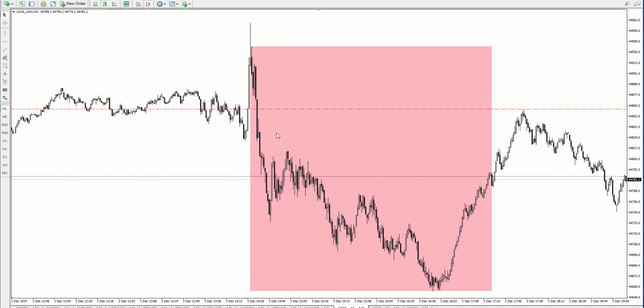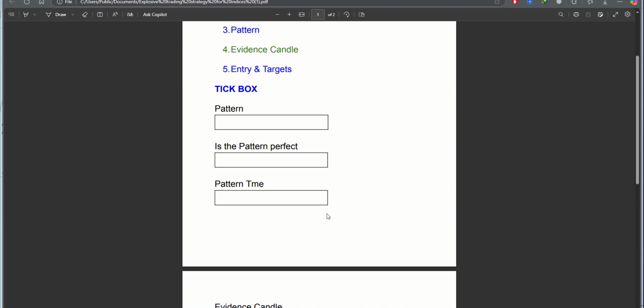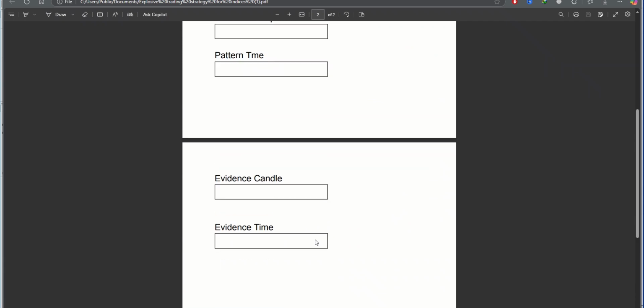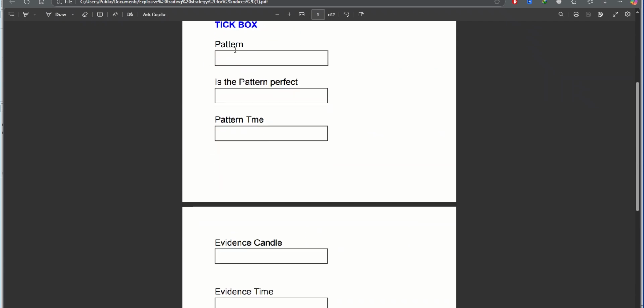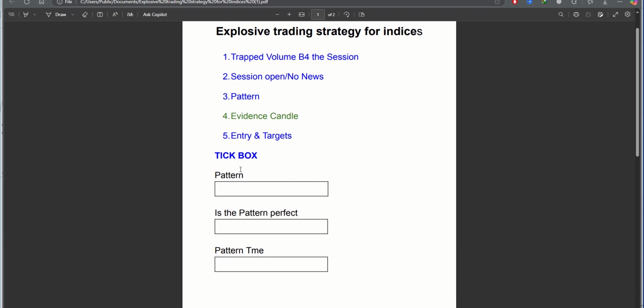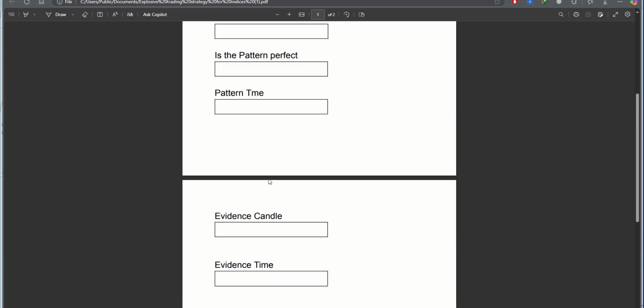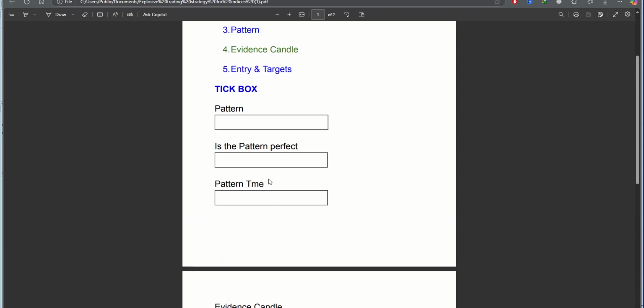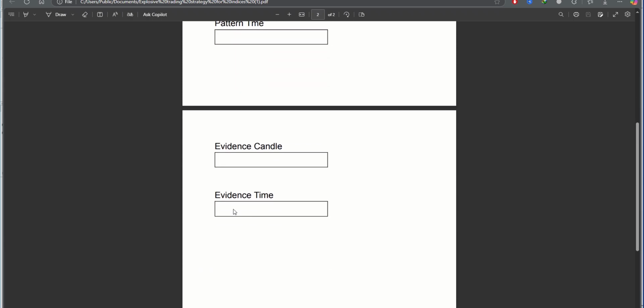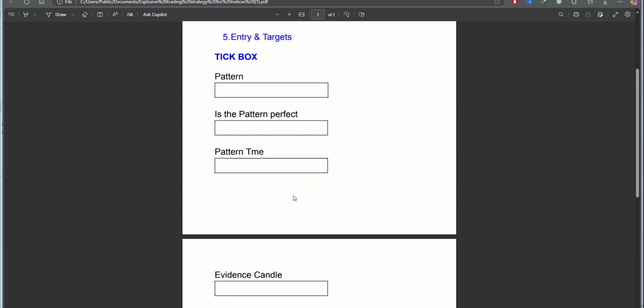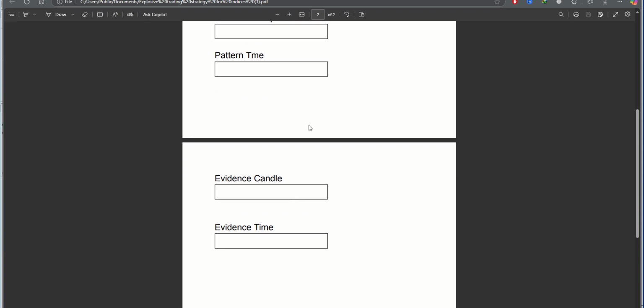Okay, now let's go to an example. To make things easier for you, I gave you this. For those who need the playbook, it's in the description. Look at this guys, I gave you this tick box. It's very important. This is what you're going to use to evaluate if the trade is ready or not. And guys, please be strict to your rules. If this is not fully met, don't do anything. Now we're going to be using this to evaluate our trades.